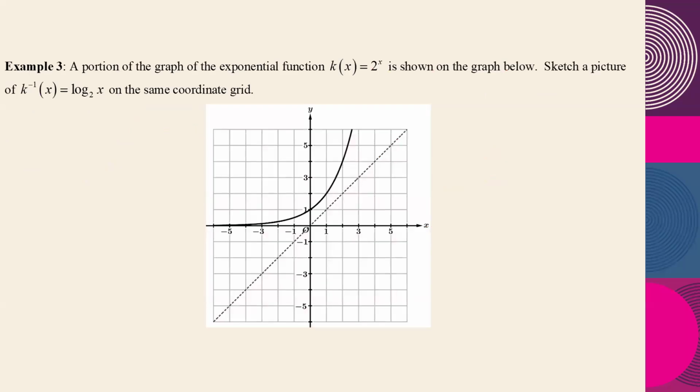So if we have k of x equals 2 to the x, one of our most commonly used exponential functions, and we want to sketch the inverse of k of x, which is log base 2 of x. In order to do this, we're just going to create a table, choose points, and plot them. The other thing that you can do is take the points and reflect them across the y equals x line.